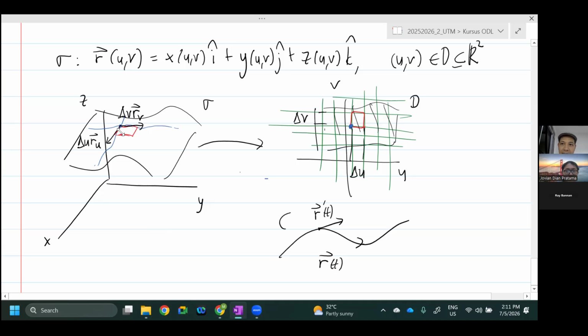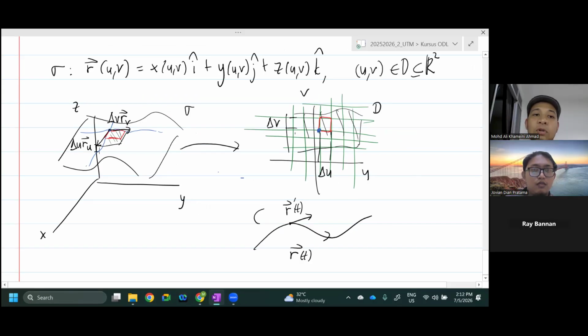So what next is, I want to compute the area here. But the information I have here is not really the area, but you can compute some area of a parallelogram here. If you have two vectors, then you can compute the area of the parallelogram. So you can approximate the area of the red patch using the area of the parallelogram. So that's the partition that we need to use.